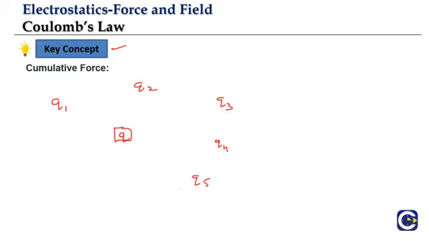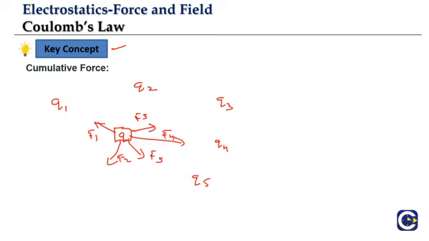If you look at Q and Q1, if these two are unlike charges, then Q will be attracted, let us call it F1. If Q and Q2 are like charges, it will be repelled, let us say F2. If Q and Q3 are unlike charges, attractive. Let's say these are also unlike charges, attractive. These are also unlike charges, attractive.